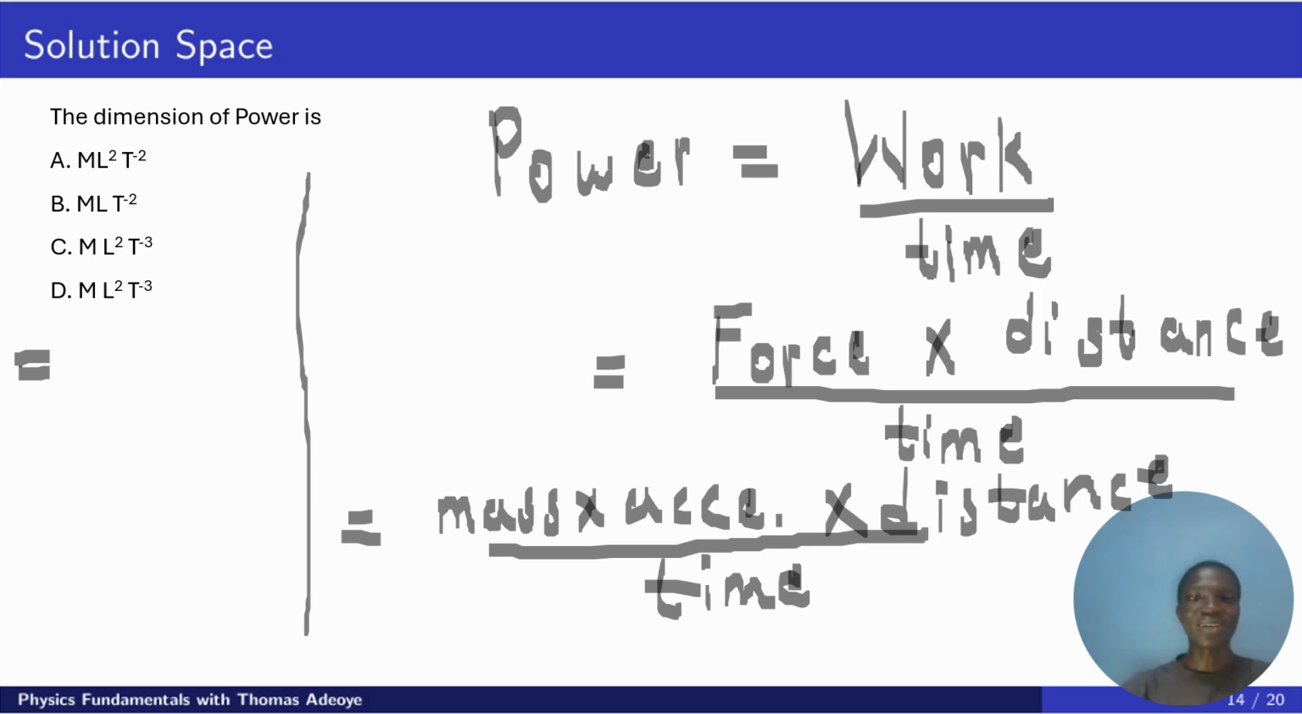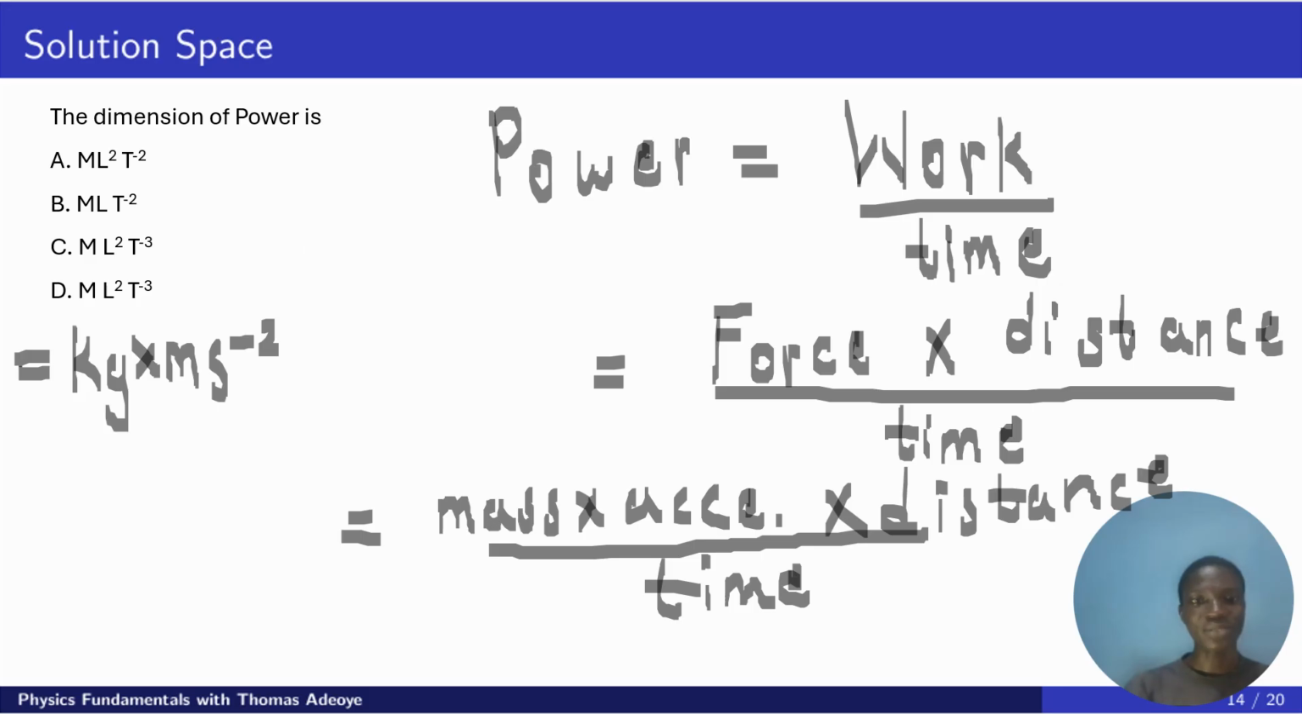The SI unit of mass is kg, multiplied by the unit of acceleration. The SI unit of acceleration is meters per second squared, ms raised to power minus 2. So acceleration is ms raised to power minus 2, then times, so I will have to rub this off, times the unit of distance.